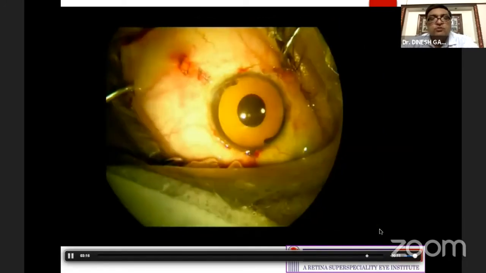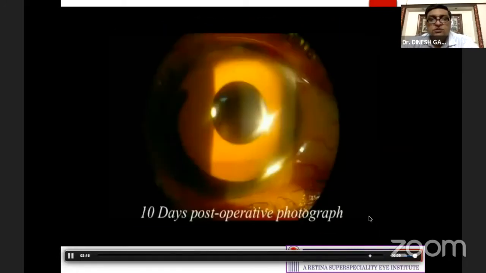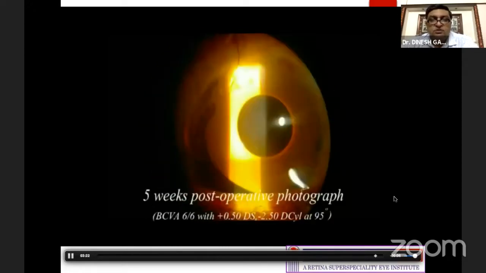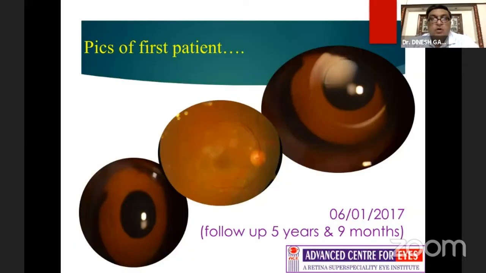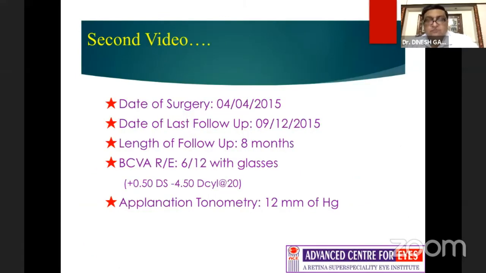So we have used sutures in this surgery, and this is the post-operative photograph after 10 days of surgery, and this is 5 weeks after surgery, where he had a visual acuity of 6/6 with -2.5 cylinder at 95 degrees. So this is a follow-up photograph, almost 5 years and 9 months down the line, when he still maintained a visual acuity of 6/6.